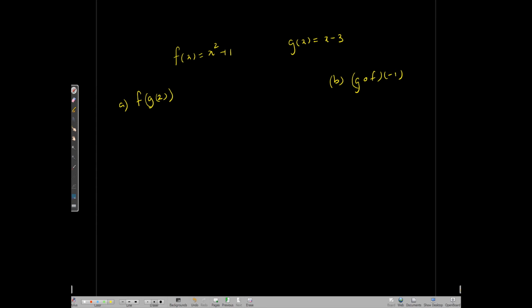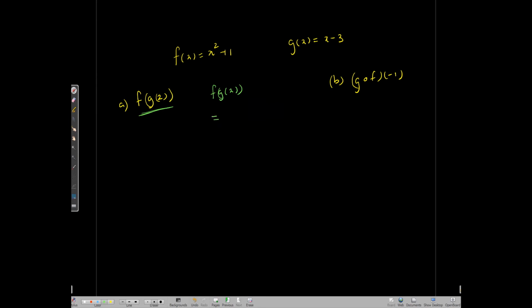Well, there are many ways of doing this. If you want, you can actually find f of g of x for the first one. And then finally, once you get that function, you can simply substitute x equals 2 into your answer. You know what? Let's do that. It's a little bit lengthier way, but it's good practice.